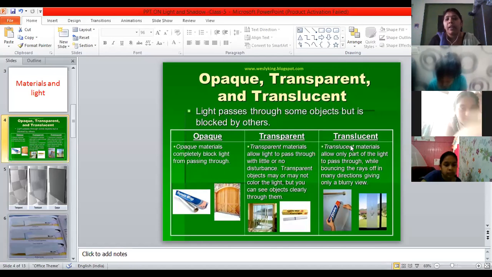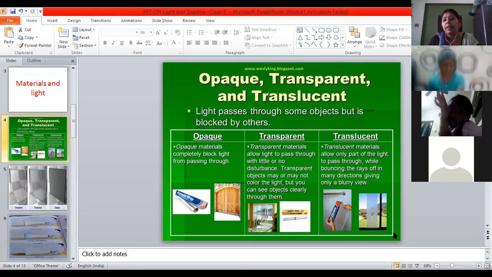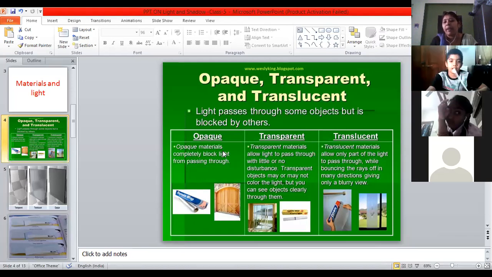And what is the next one? Translucent material. These will allow the light, but they will allow only some light to pass through them. They are called as translucent materials. What are the examples of translucent materials, children? Like water bottles, Tupperware, dirty water, they allow light to pass through them, but only some amount of light. They are called as translucent materials.